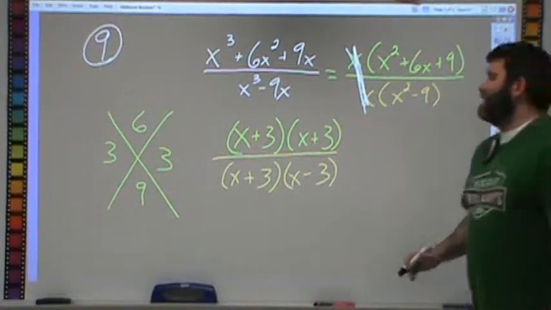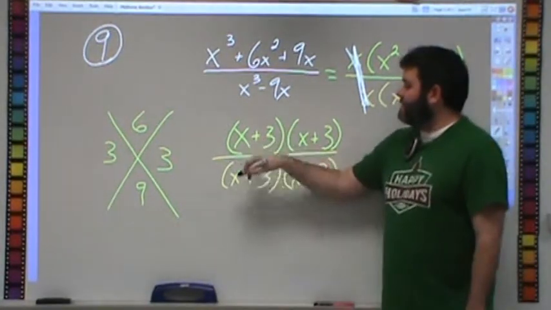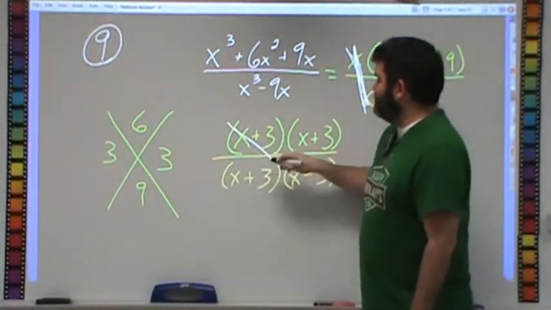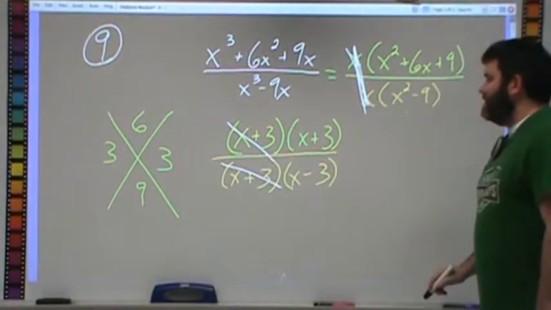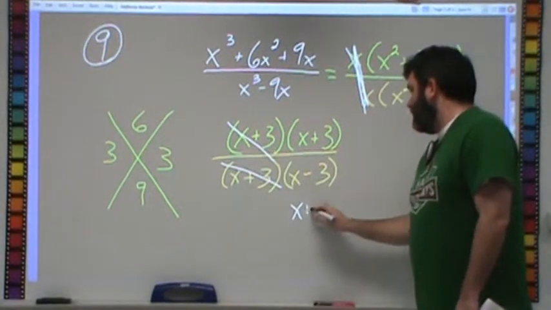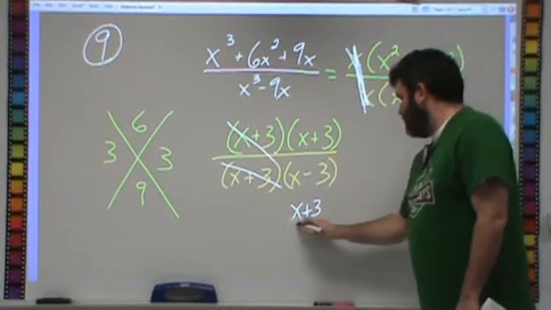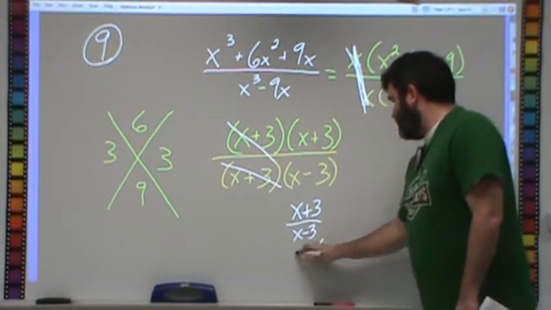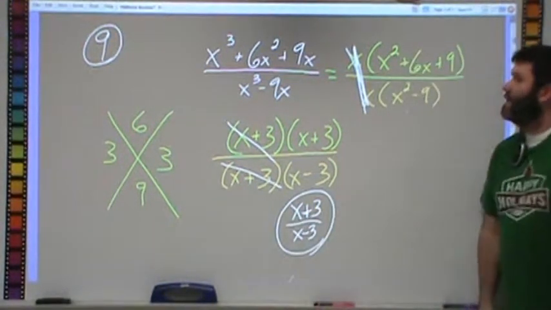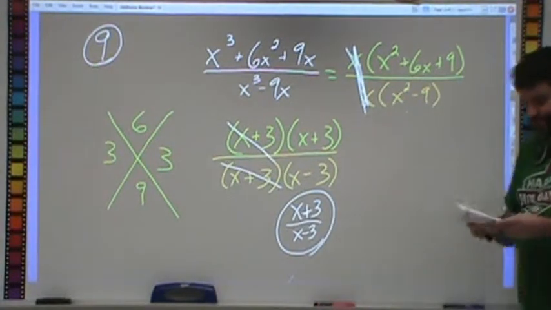Now that I'm done factoring, I look to see anything they have in common. I notice that there's an x plus 3 on both top and bottom, which means I can cross those out, leaving me with x plus 3 over x minus 3. And that one is done. It's all factoring.